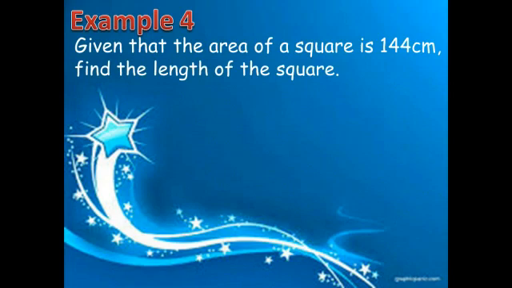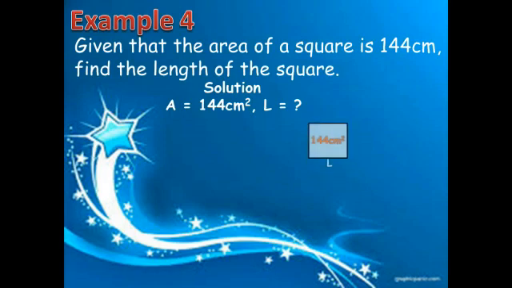Given that the area of a square is 144 centimeters square, find the length of the square. Now we have the area, we're looking for the length. Write out your parameters. The area is 144 centimeters square and we're looking for the length. Length equals question mark. Let's solve it.